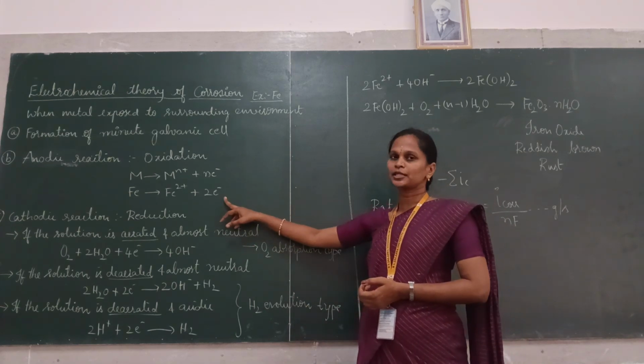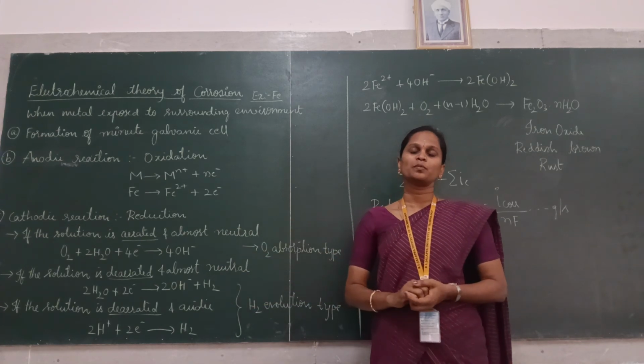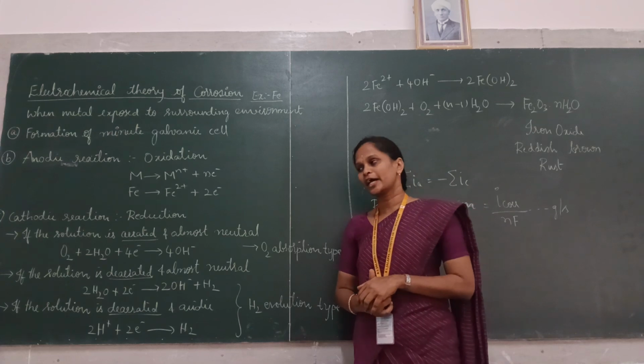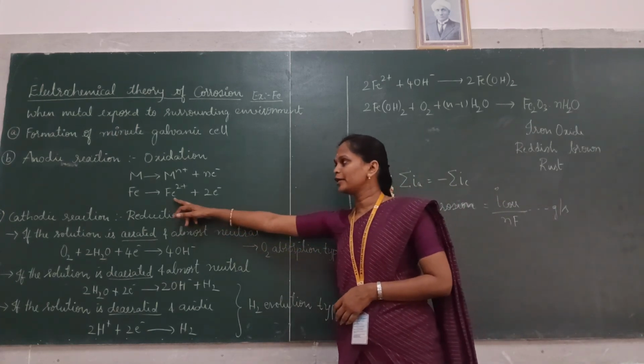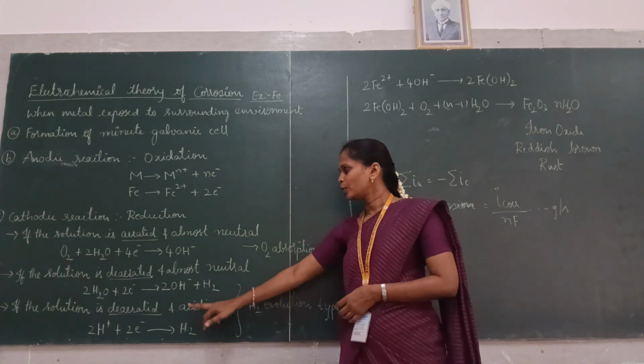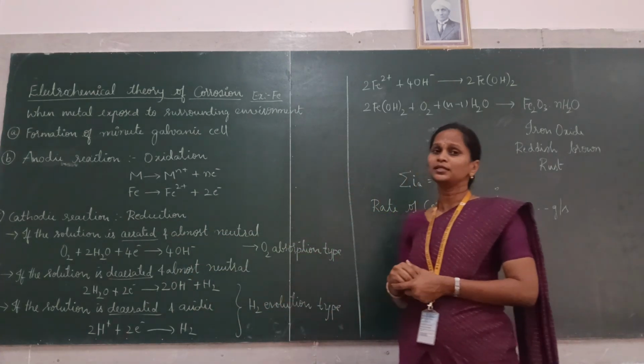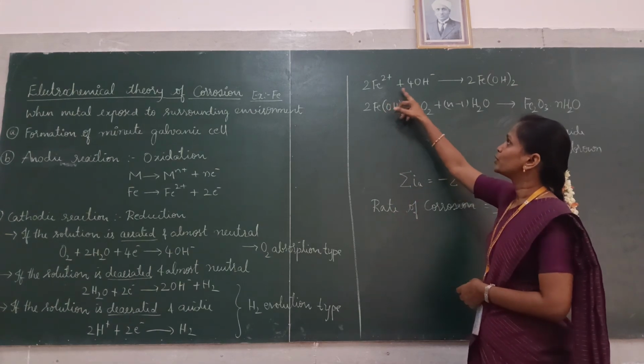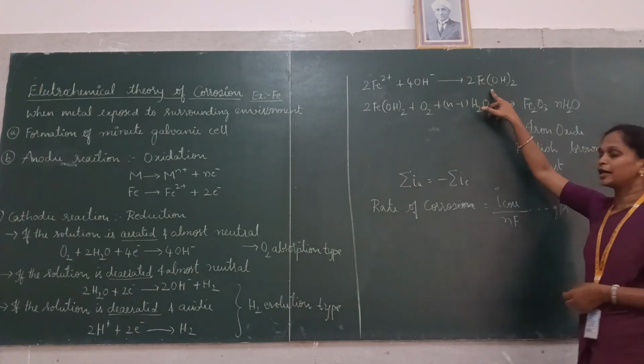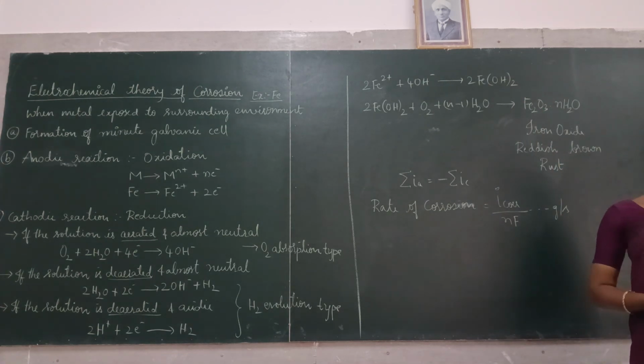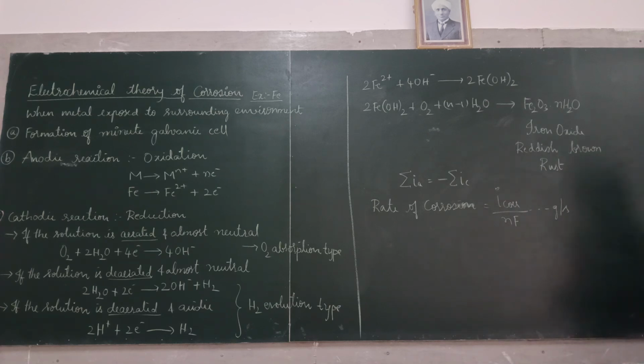So the oxidation reaction takes place and the reduction reaction also takes place on the metal. Now further chemical reactions take place. The cations released during oxidation and the anions released during the reduction reaction diffuse towards each other and undergo a chemical reaction. It produces the metal hydroxide. This metal hydroxide is highly unstable. Immediately it undergoes oxidation in the surrounding environment and produces iron oxide, hydrated iron oxide, Fe2O3·nH2O.